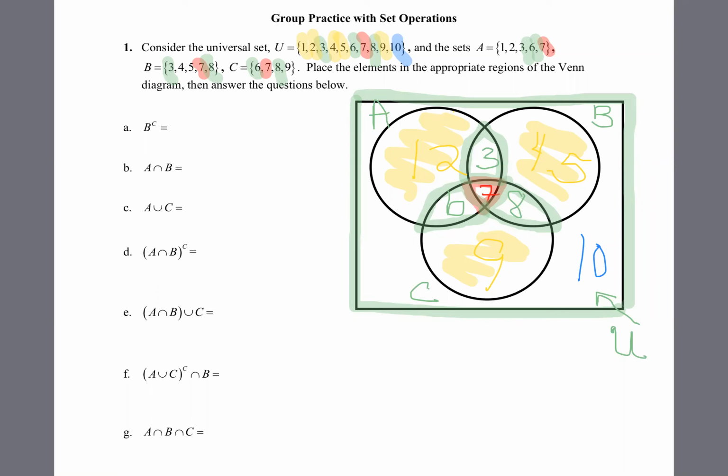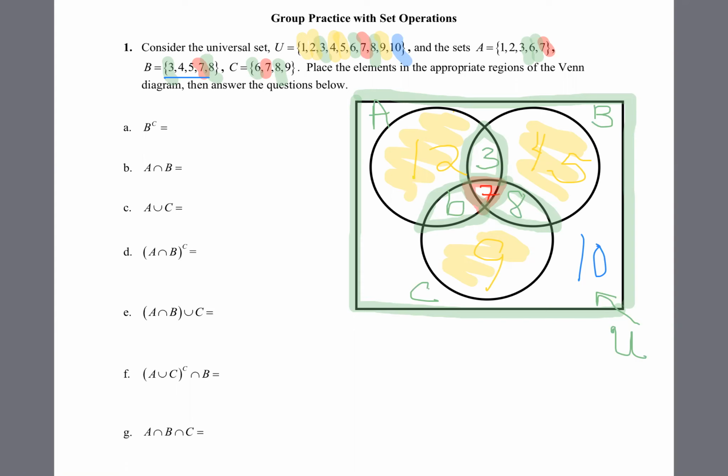So it reads 1, 2, 3, 4, 5, 6, 7, 8, 9, 10. And we have all of our pieces. So now that we have that diagram done, we can answer the questions. So the first question has B with this complement. So you can actually do that based on just the actual set itself. But this is everything not in B. So B has 3, 4, 5, 7, 8. So it's the other numbers that you're viewing. So it's 1, 2, 6, 9, 10. It's all of the numbers not in B.